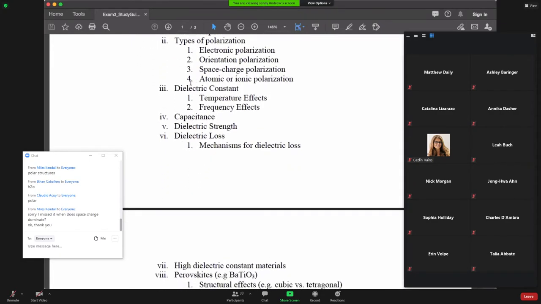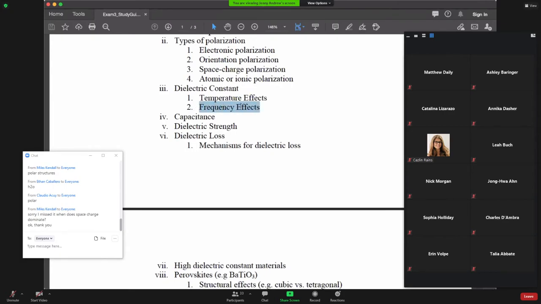Okay, so the dielectric constant is a measure of how easy it is to polarize a material. So it's really saying, if I put this material in an electric field, how easily is it polarized? Okay, and there are going to be both temperature and frequency effects. So I would be aware of these.